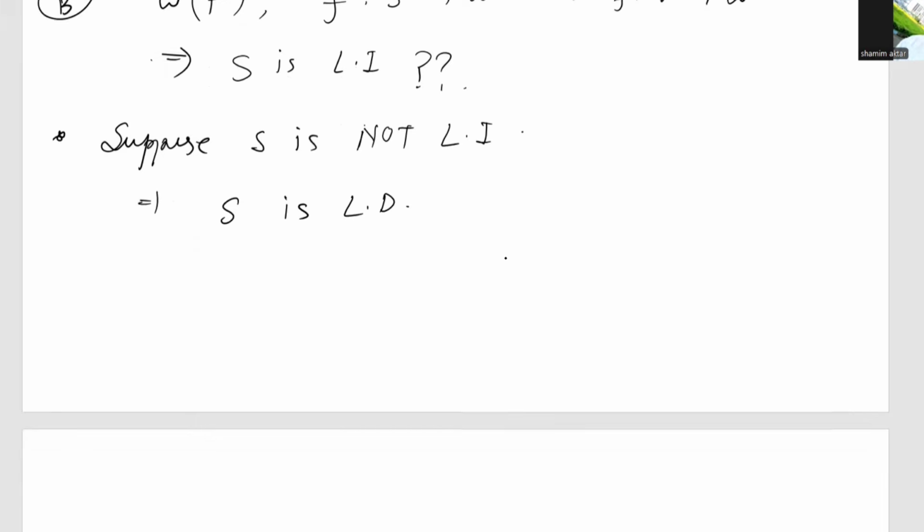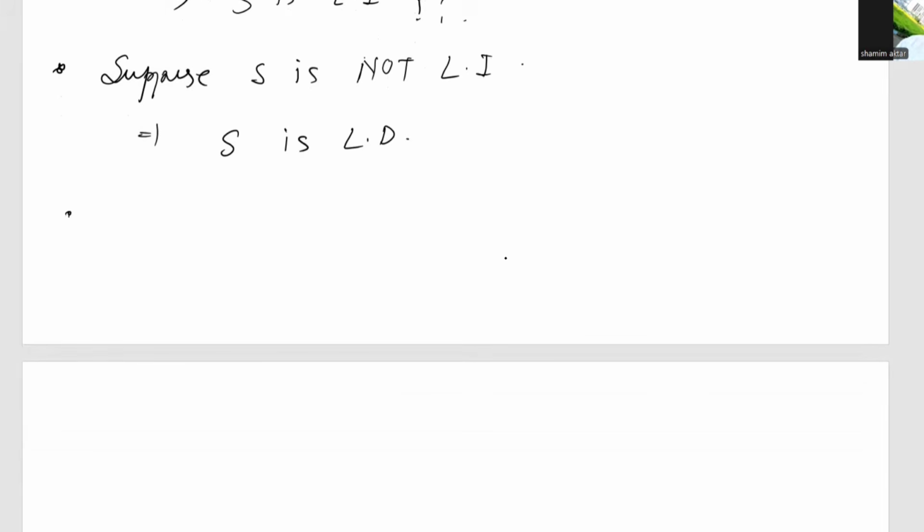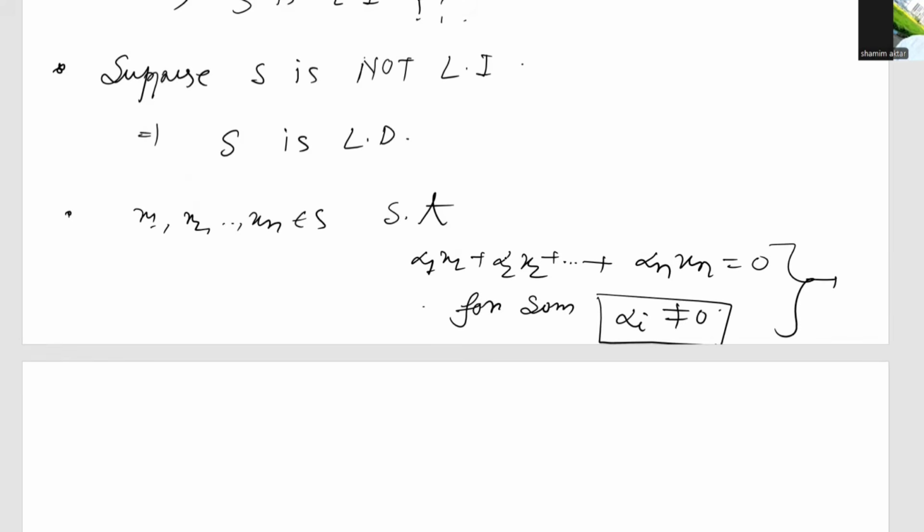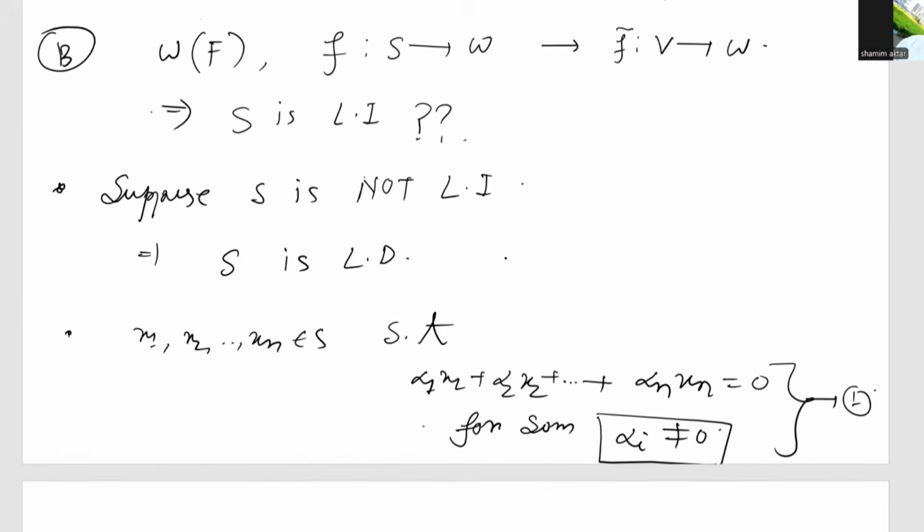That means there are some vectors x1, x2, ..., xn belonging to S such that alpha 1 x1 plus alpha 2 x2 plus ... plus alpha n xn equals 0, for some alpha i not equal to 0. This is condition number 1. Now here, given f is any map.